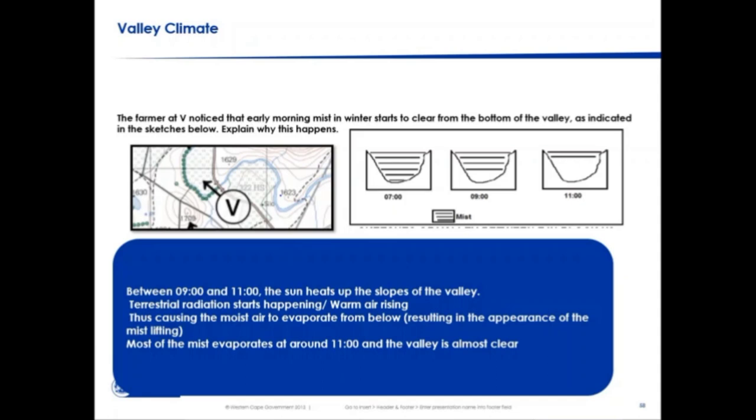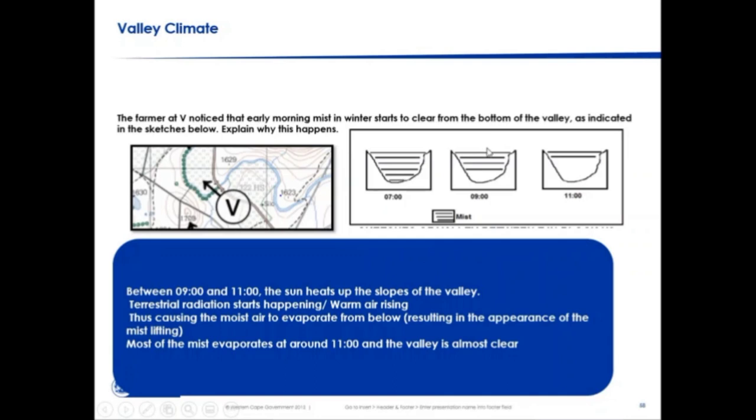But here's the question that I was talking about earlier. The farmer at V notices that in the early mornings, mist in winter starts to clear from the bottom of the valley, as indicated in the sketches below. Explain why this happens. I don't see this one in your booklet, but let's see. 7 o'clock in the morning. That is the valley, early morning, covered with fog from the top down.